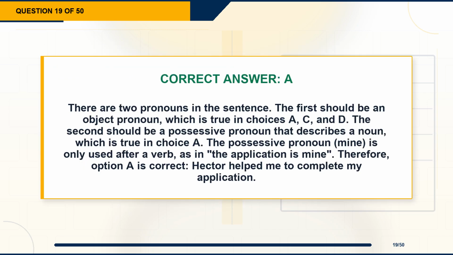Explanation. There are two pronouns in the sentence. The first should be an object pronoun, which is true in choices A, C, and D. The second should be a possessive pronoun that describes a noun, which is true in choice A. The possessive pronoun, mine, is only used after a verb, as in the application is mine. Therefore, option A is correct, Hector helped me to complete my application.